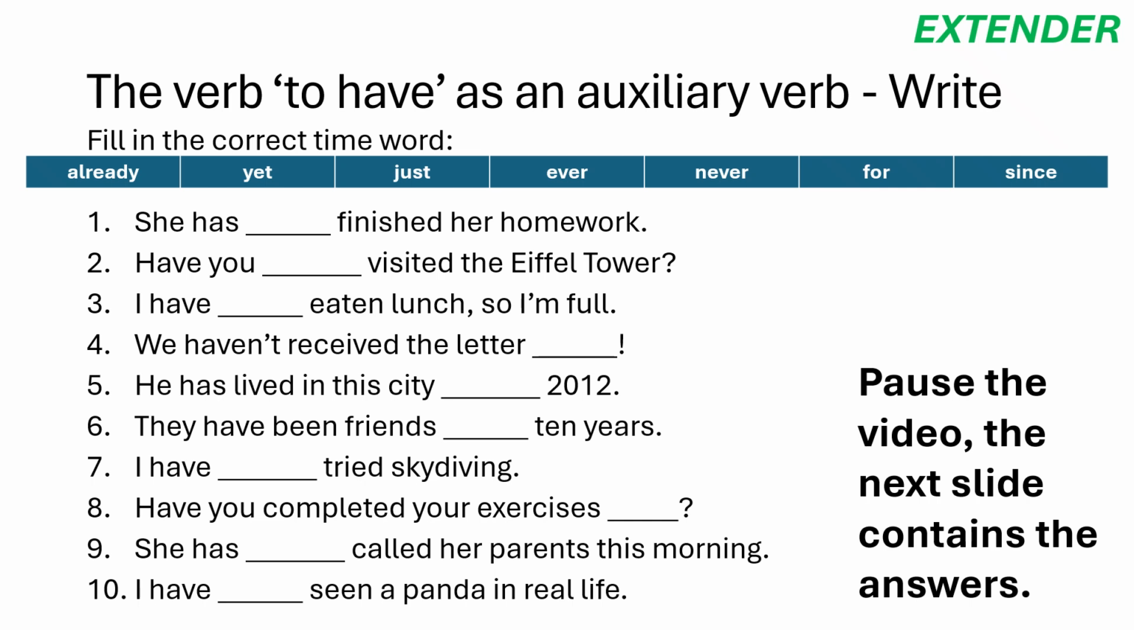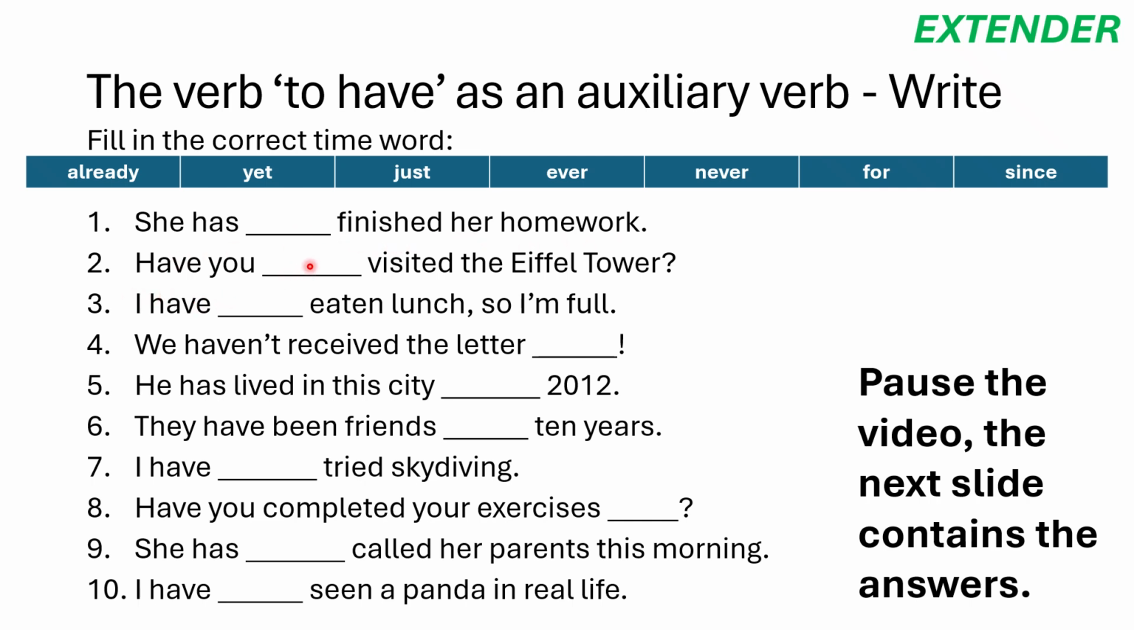Here is an extender for anybody who would like a challenge. Fill in the correct time word: already, yet, just, ever, never, for, since. 1. She has finished her homework.